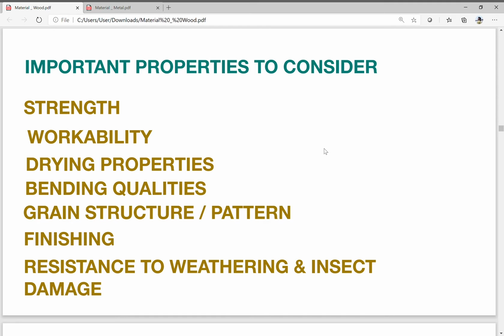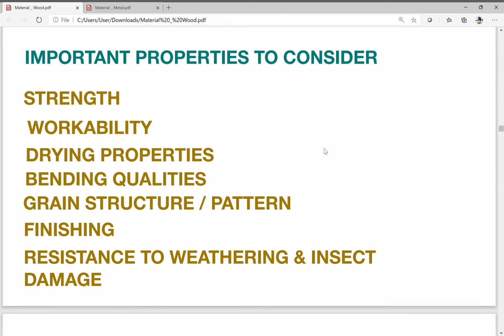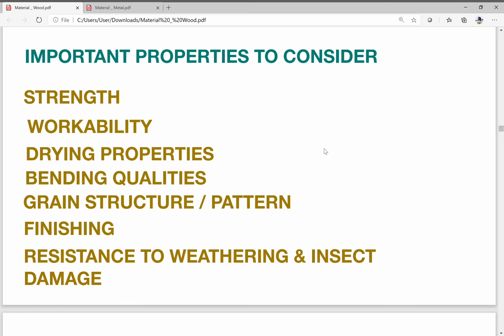Would it be for furniture or would it be for sculpture? You have to understand the use or the function before specifying. You also have the drying properties and the bending qualities. Would you want your wood to be more flexible? Do you have a design that's more organic? Do you want the wood to work within that design? And then you have your grain structure or pattern. Do you want the wood to have larger grain systems, or do you want it to be more fine and more linear or repetitive?